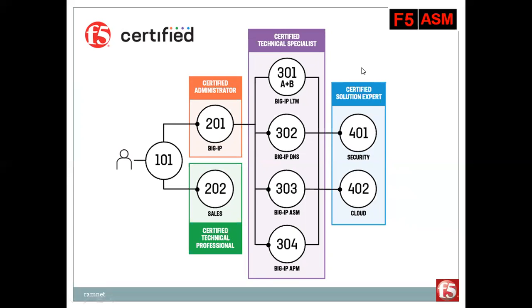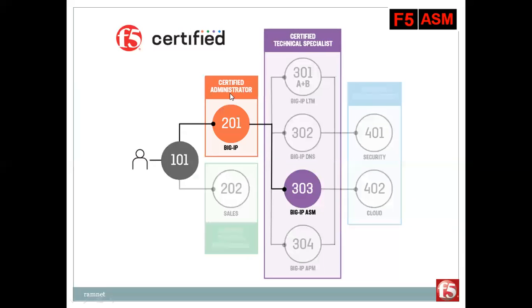Let me annotate here. Say you will take 101, 201, then 303. You will take it in this way. This is the way that you have to do. 101, 201, 303. So to come to the 303, you are required to clear 101 and 201. That is a must. After clearing 303, you can go to the solution expert level.